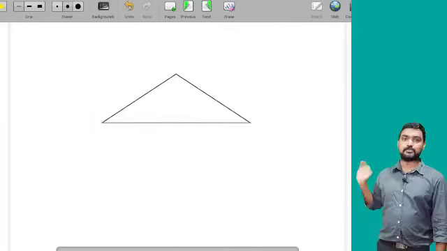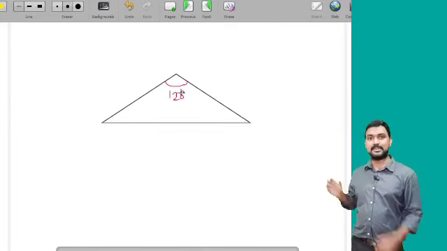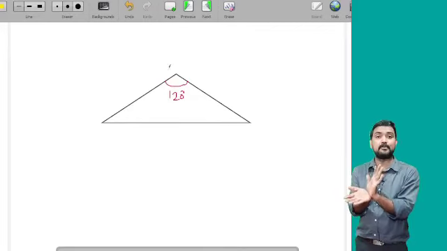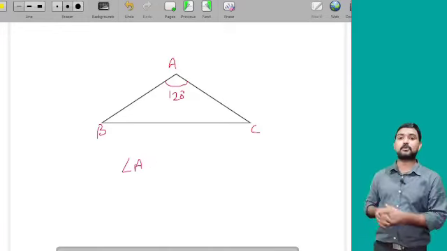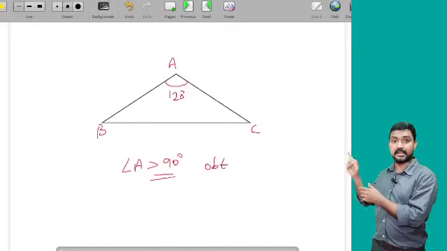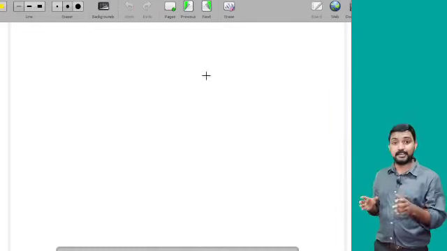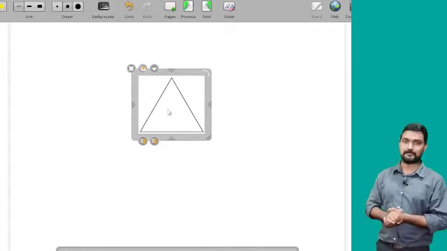Now, another type of triangle. What is that? One of the angles of a triangle is more than 90 degrees. More than 90 degrees, then it is known as an obtuse angled triangle. In a triangle, one of the angles, here one angle is 120 degrees, which is more than 90 degrees. So this triangle is known as an obtuse angled triangle.